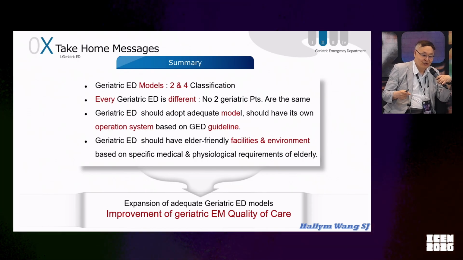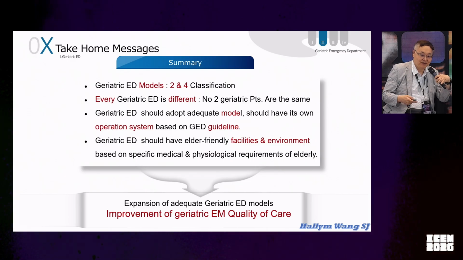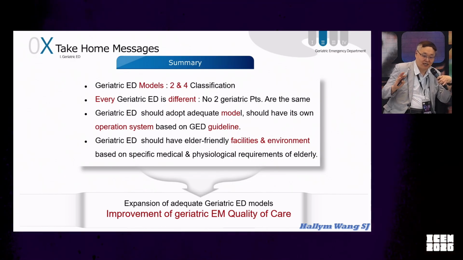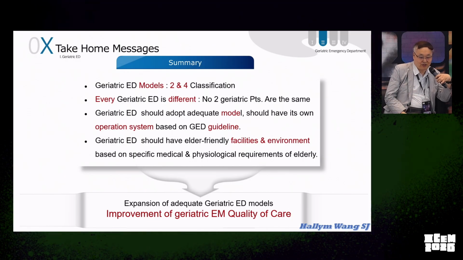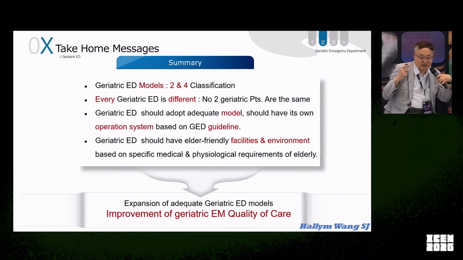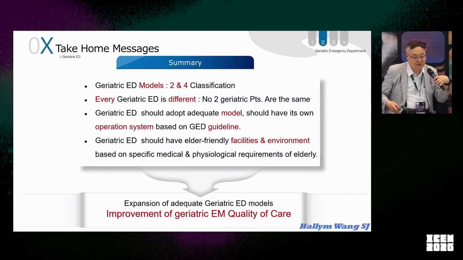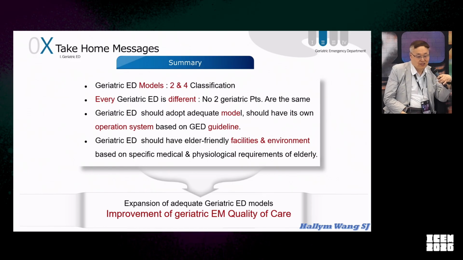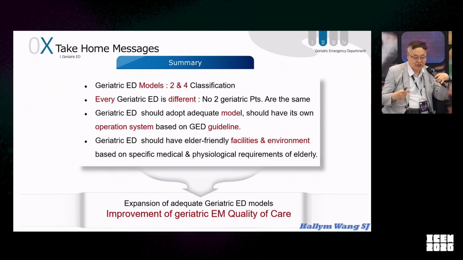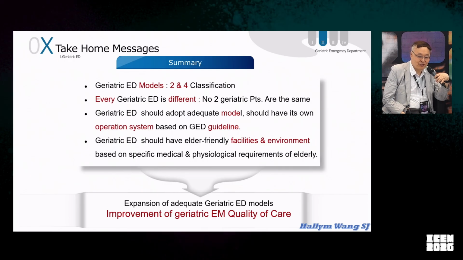I'll show you the geriatric emergency department model, 2 kinds and 4 kinds classification. I recommend 4 kinds, and every geriatric emergency department is different, like no 2 geriatric patients are the same. So geriatric ED should adopt an adequate model. I recommend 4 classification, and also an operation system based on geriatric ED guideline.